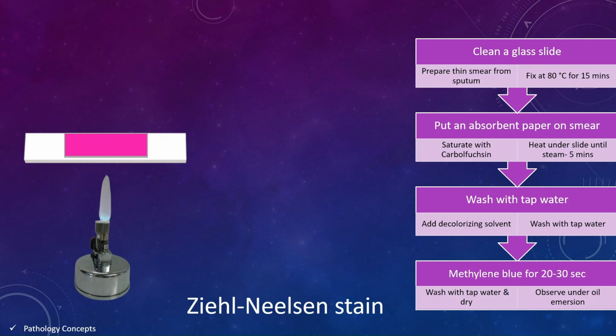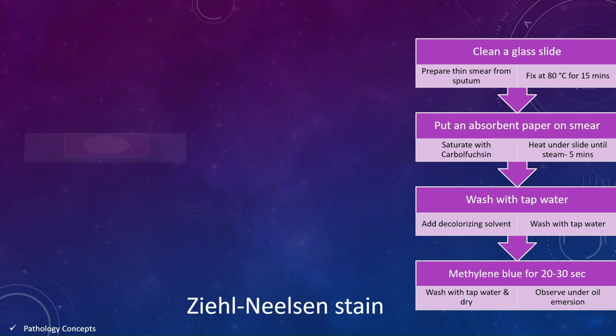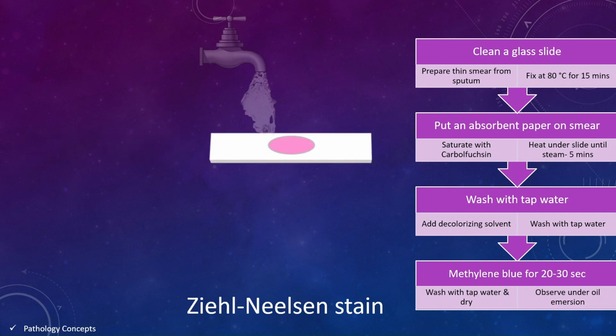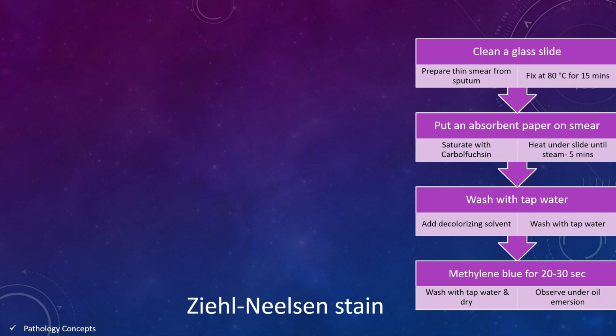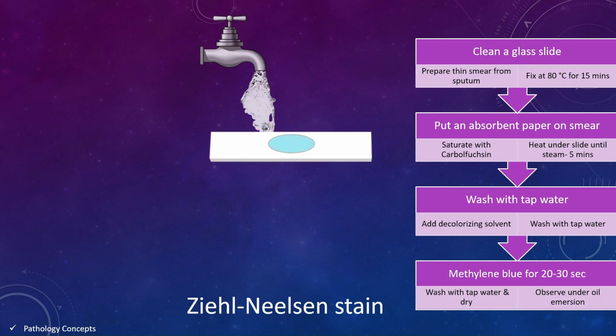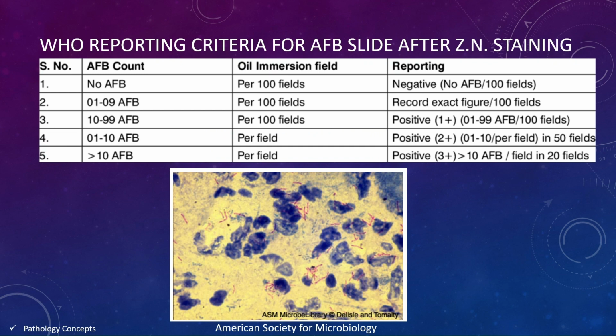for approximately 5 minutes. After that, wash with tap water. After washing, add a decolorizing solvent. Again wash with tap water and add methylene blue counterstain for 20 to 30 seconds. Wash with tap water, let it dry and observe under the oil immersion lens. This is the reporting criteria by WHO for AFB slide after the ZN staining.